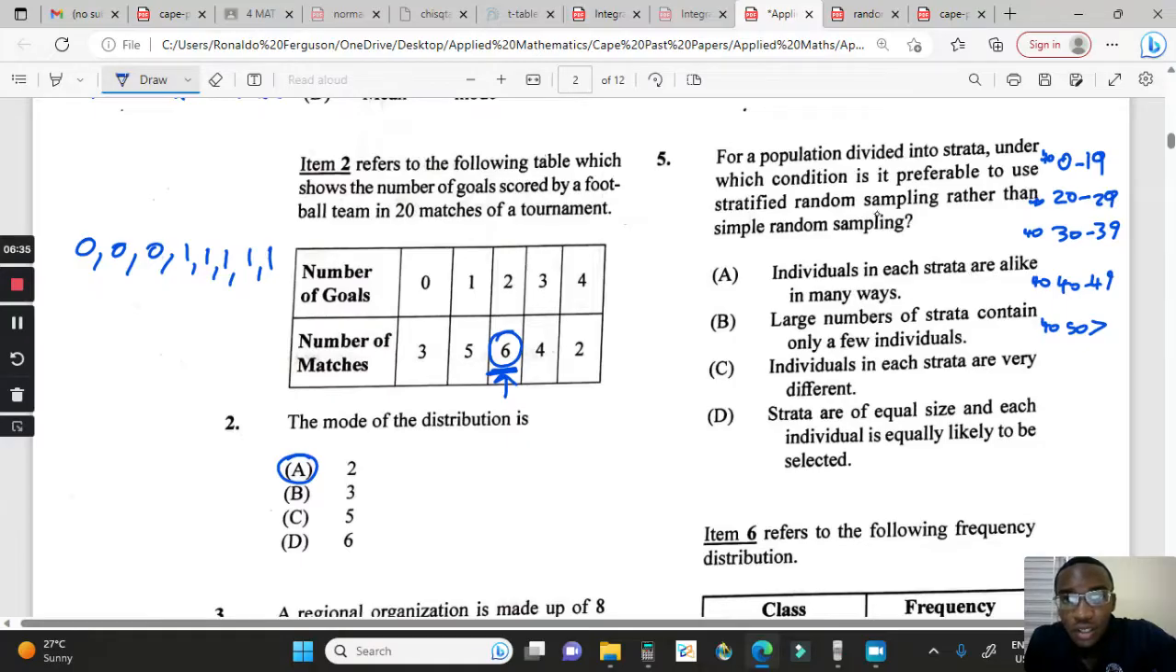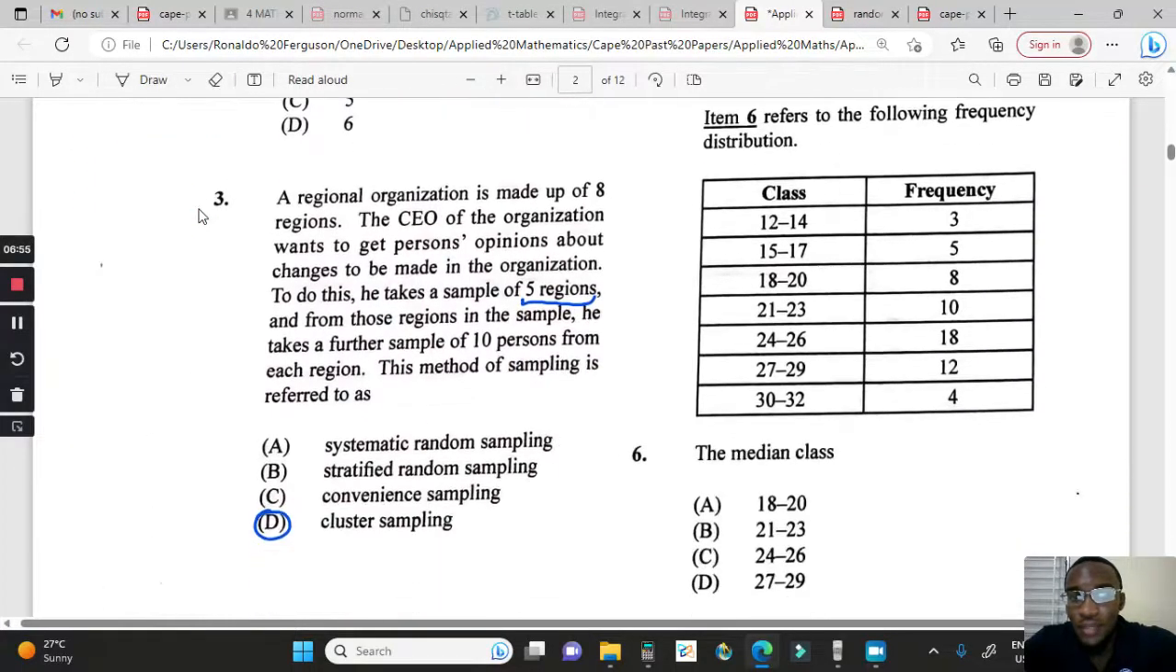Different. So when do we use stratified? When the individuals in each strata are different. Different in this case by what? Age. So it's still random, but we're going to use stratified random sampling. I hope that makes it clear when you use stratified as opposed to just random sampling.